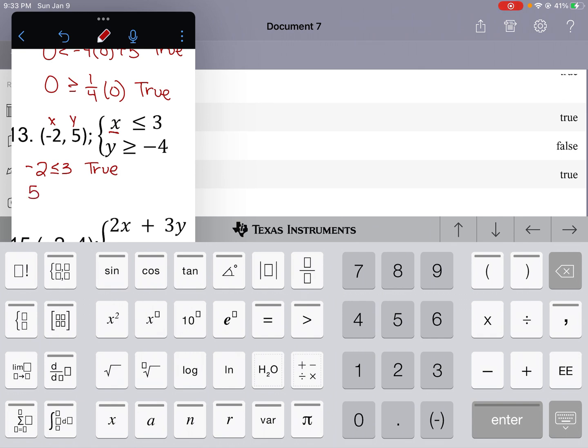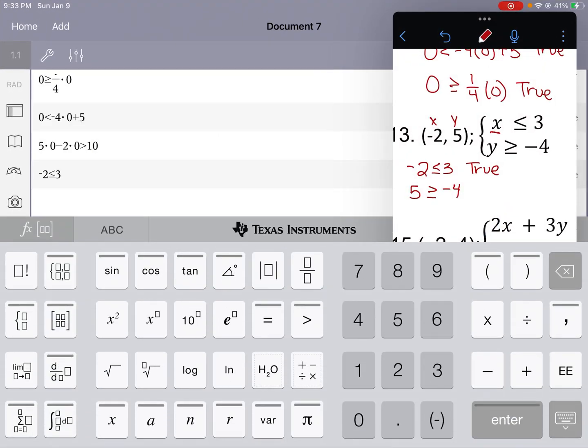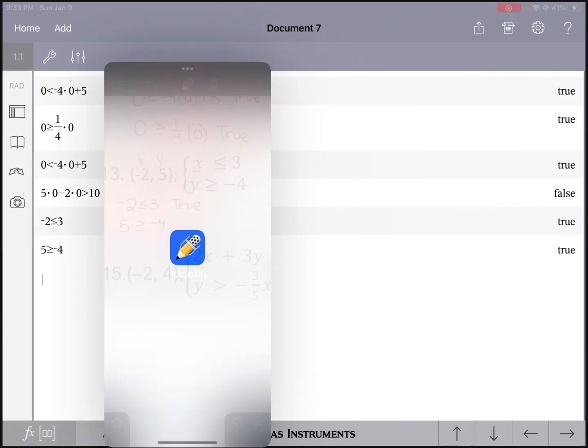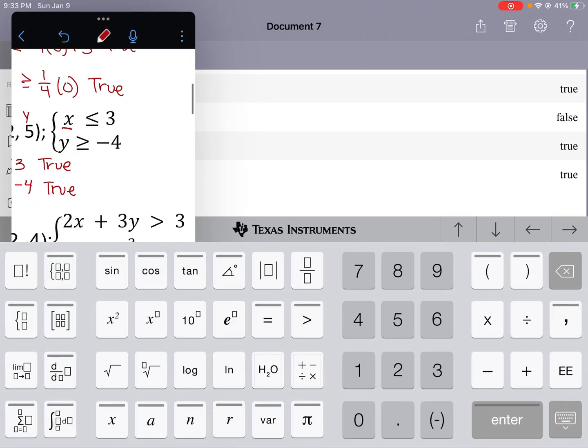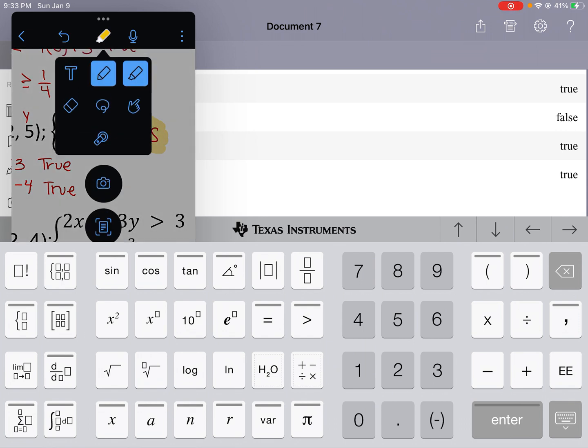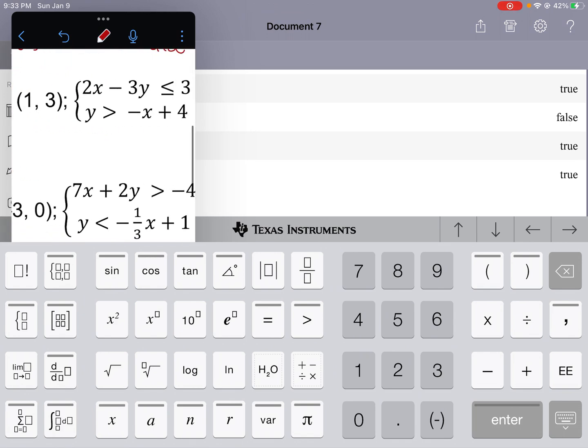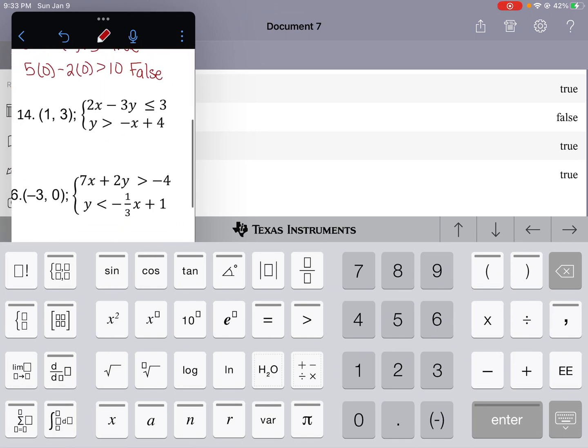We have 5 is greater than or equal to -4. Again, you can always type that into your calculator if you need to. That is true. We got two true statements, which means yes, this is a solution. Okay. We're going to just keep repeating the process.